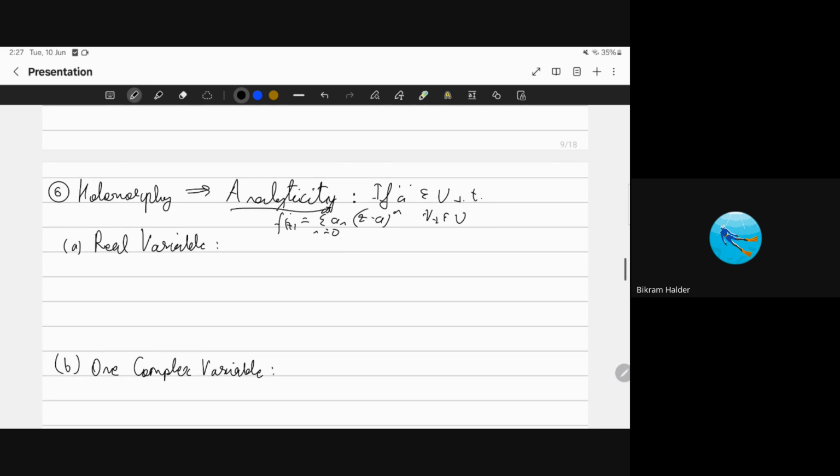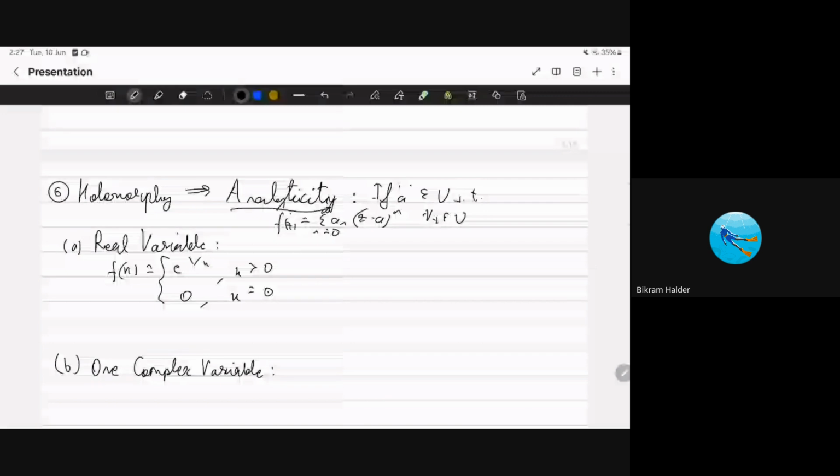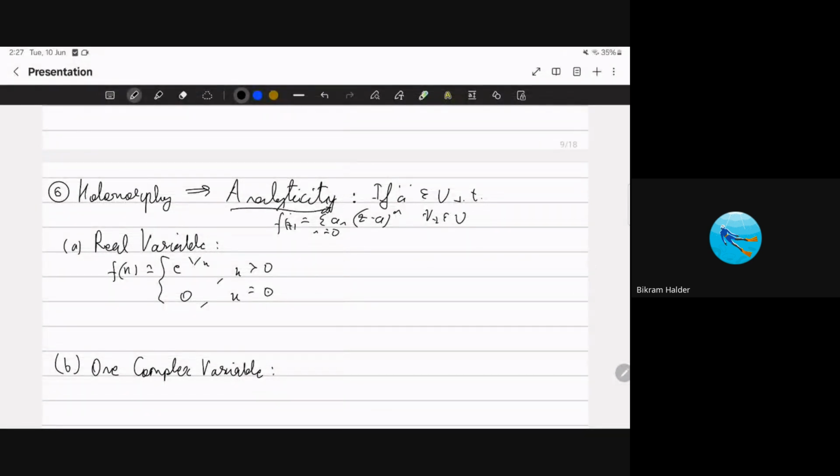So for example, consider the function e power minus 1 by x for x greater than 0, and 0 for x equal to 0. We have seen that the nth derivative of f at 0 is equal to 0 for all n.